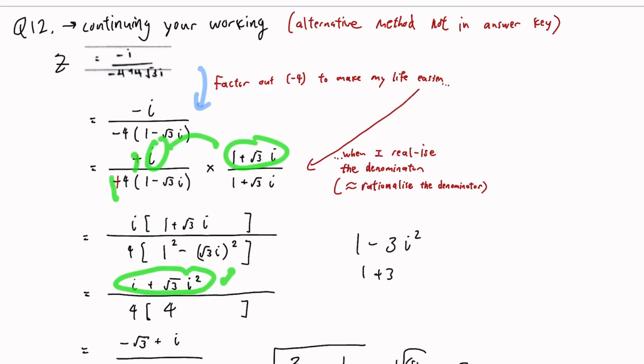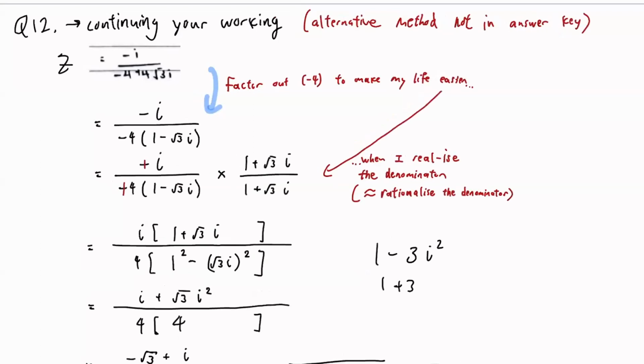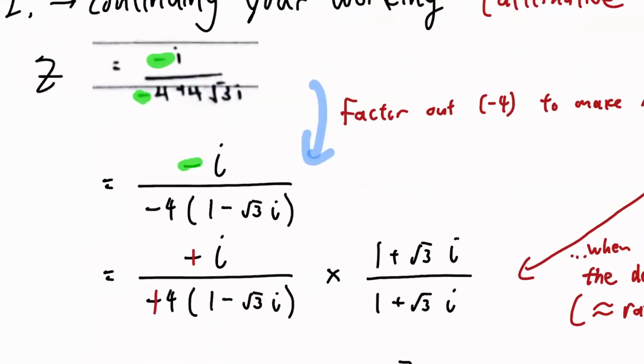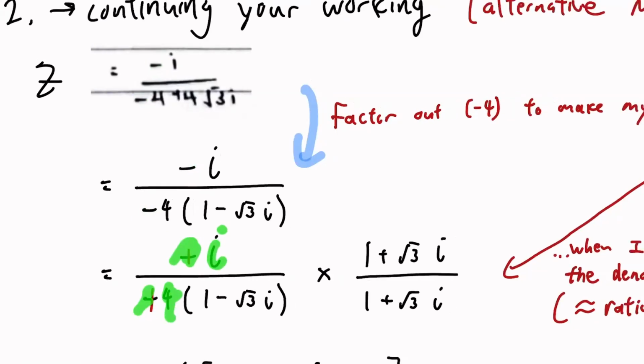Is that okay? Why did the negative 4 become plus 4 though? Over here, negative cancels off, becomes positive. So essentially it disappears. You're left with an i and a 4. Can?